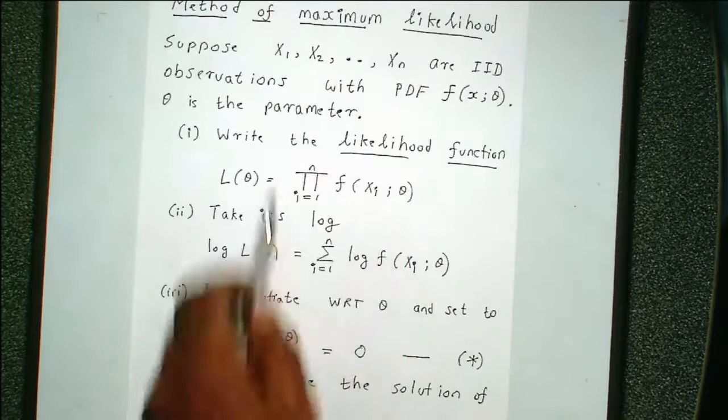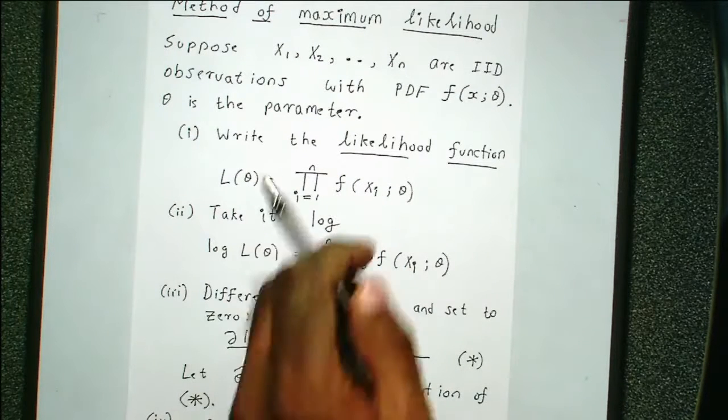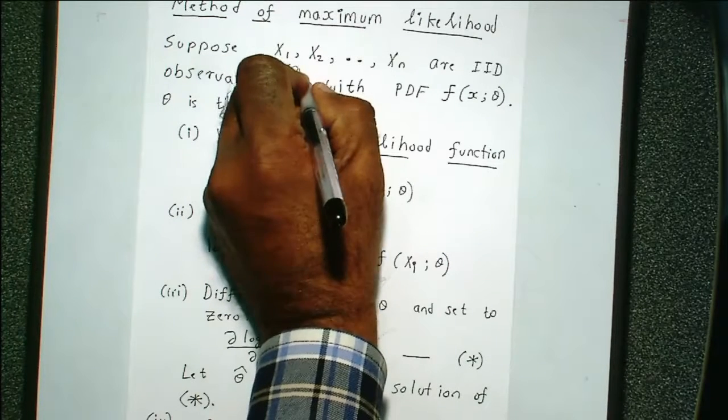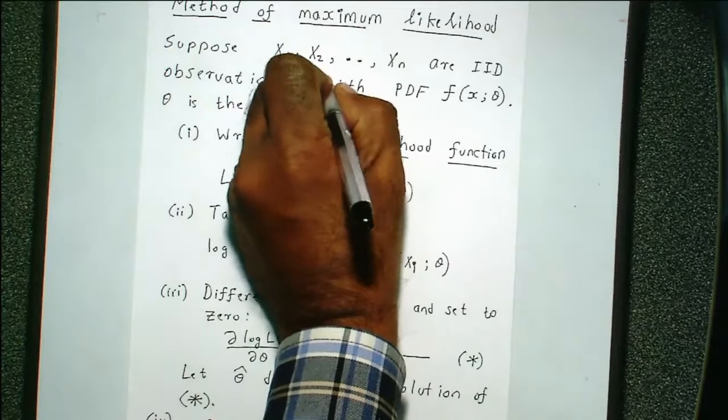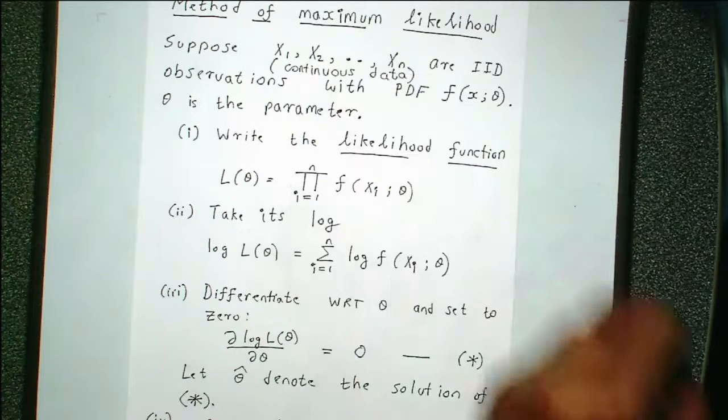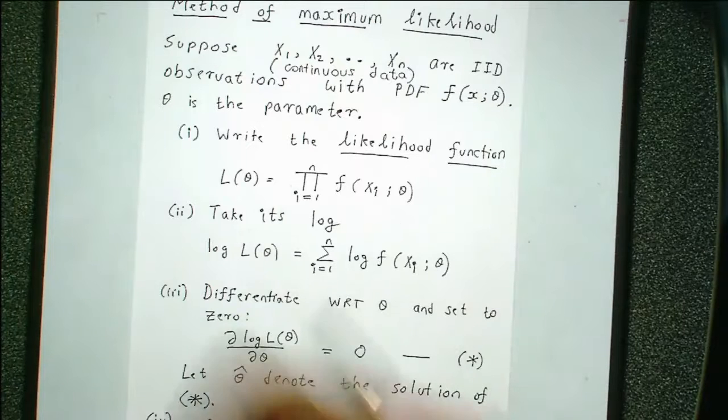In this procedure, I have obviously assumed that these are continuous data. So I've assumed implicitly that the data that we have here are continuous data following a continuous distribution. Now what happens in the discrete case? That's what I'm going to talk about next. Now if you have discrete data, you do the following.